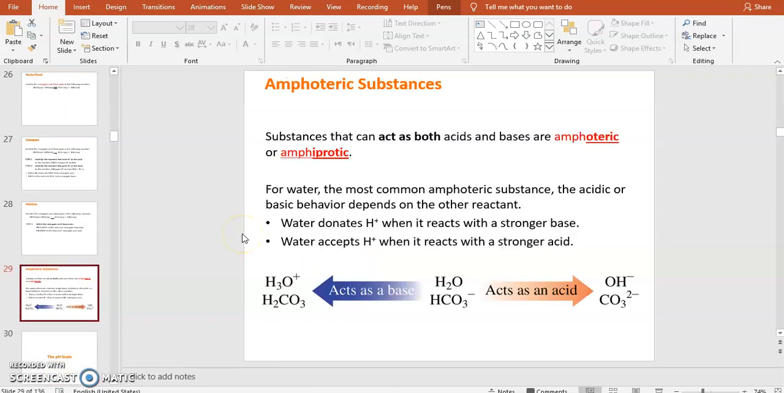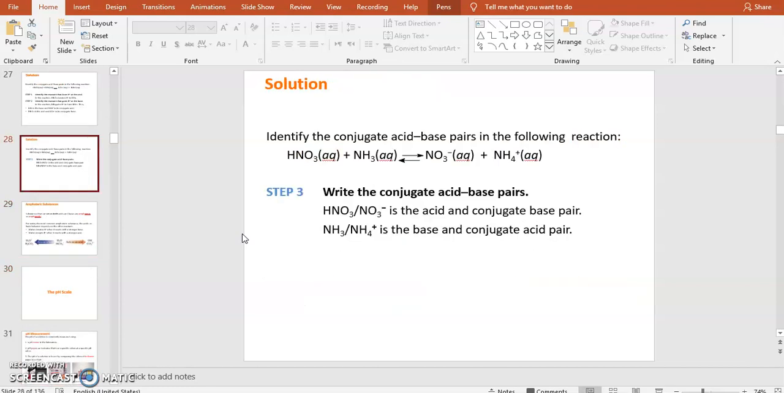This is the amphoteric substance that we talked about. The example is like water. It reacts as a base and as an acid depending on the solution that the water has.